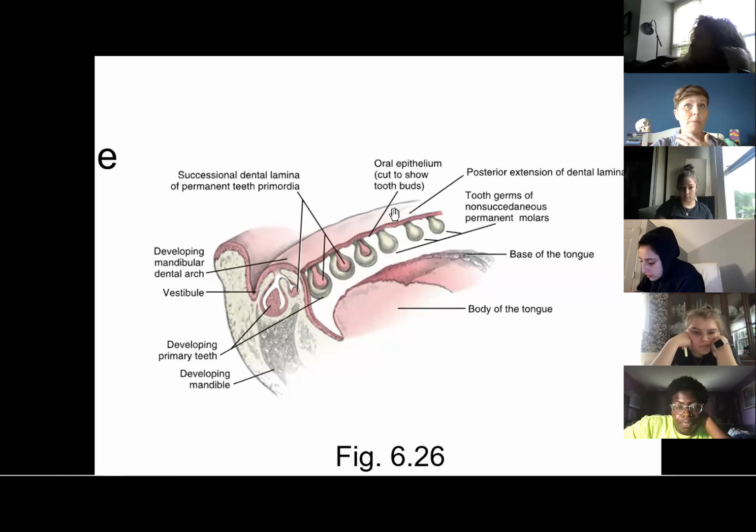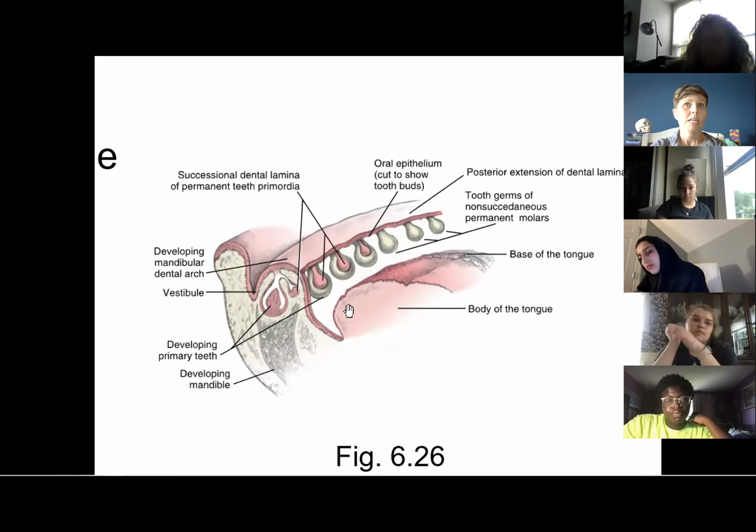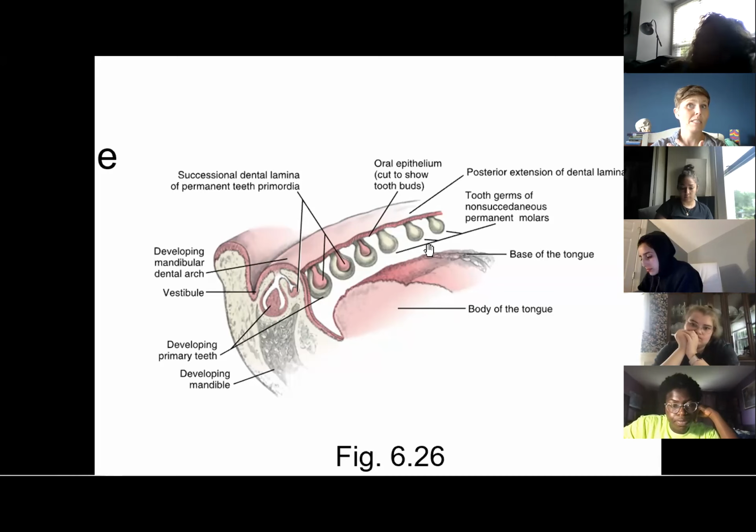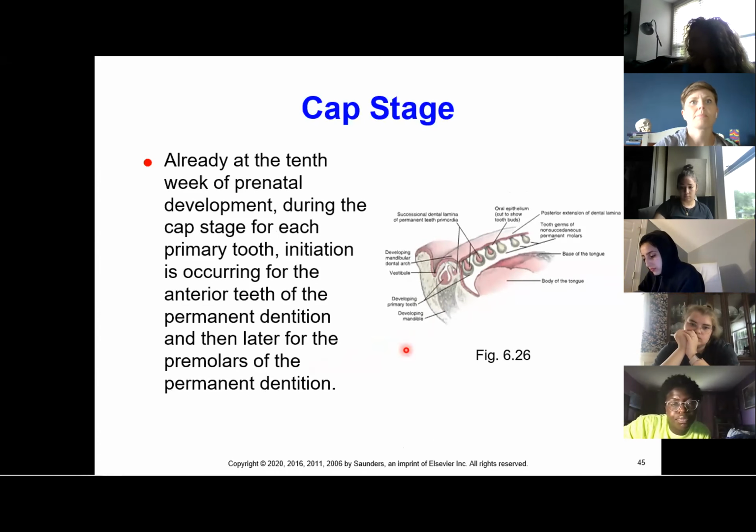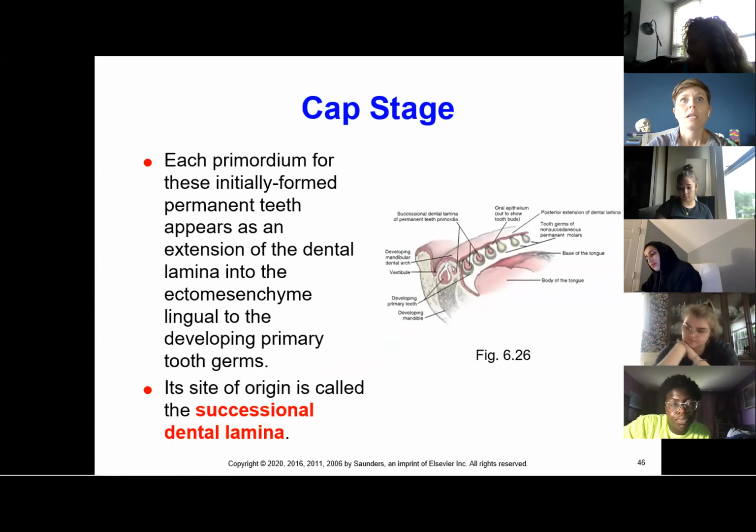You have your developing arch. This is your tissue there. Here's your lip. There's your body of the tongue, and this is the base of the tongue. So this would be like if this part of your jaw was missing, right? And you were looking at it from here.